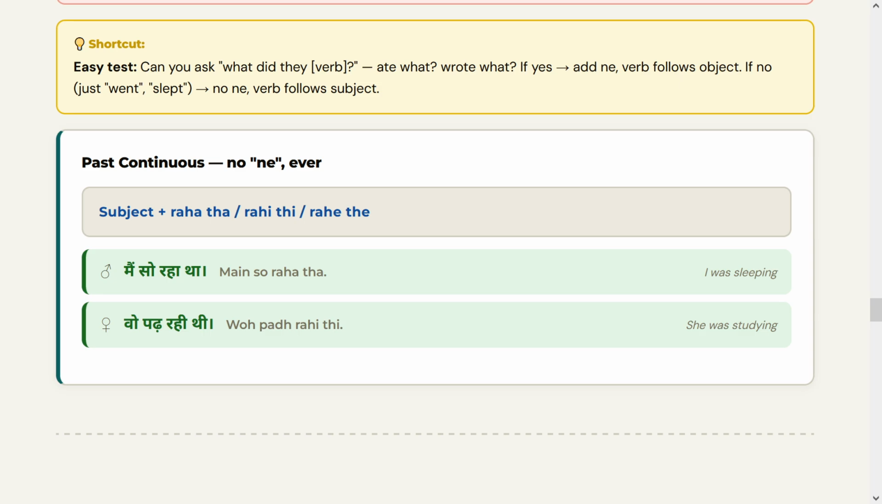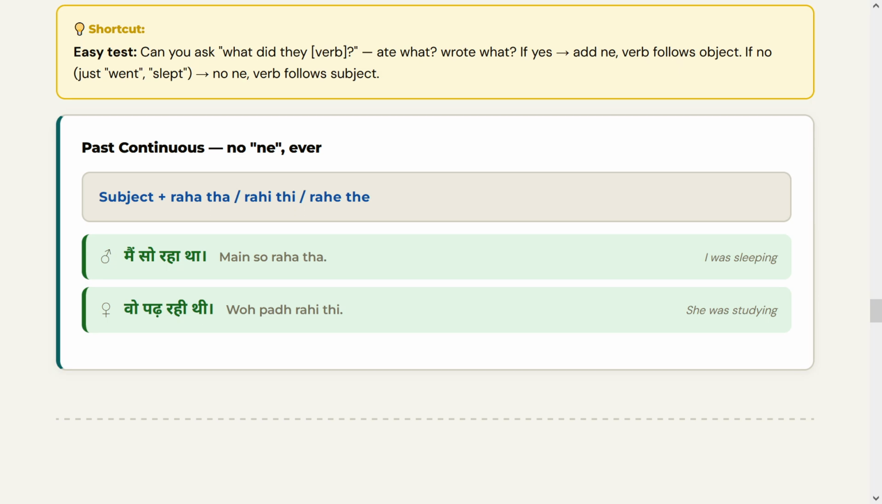Next we will go into postpositions, and before that you can see the past continuous also, which is something that was happening in continuation in the past.